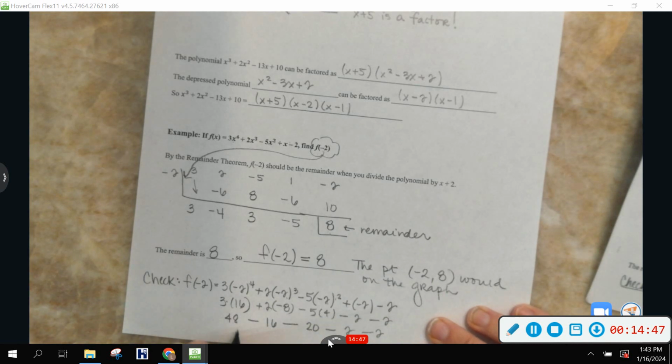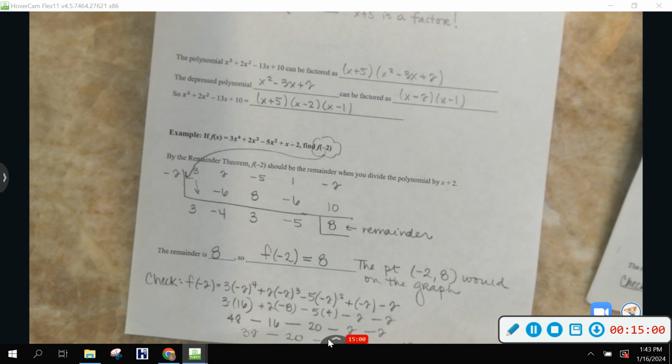So what are we looking at here? A 32 minus 20, minus 2, minus 2? What's that, a 12 minus 2 minus 2? A 10 minus 2, and there we see that 8.